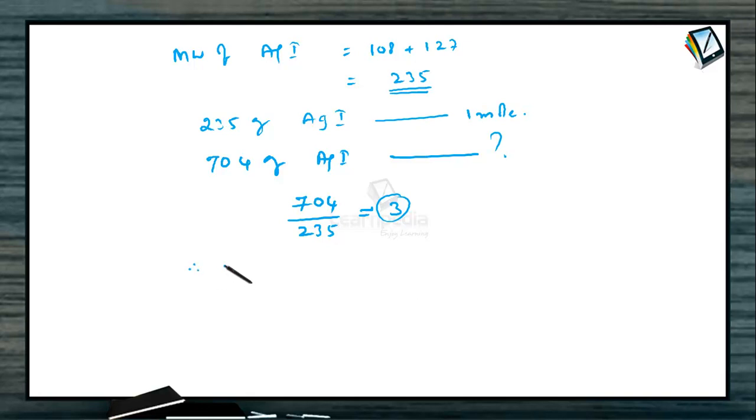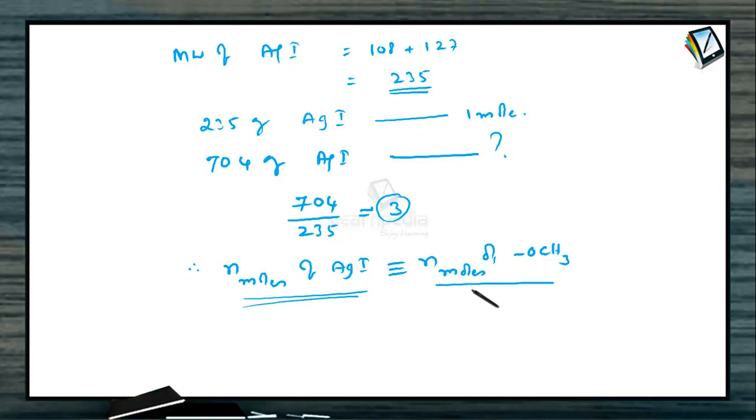Therefore, the number of moles of silver iodide formed is equal to the number of moles of methoxy groups, in other words, the number of moles of methoxy groups in an ether. So how many moles of silver iodide is formed? 3. Therefore, the number of moles of methoxy groups, or the number of methoxy groups in 1 mole of ether, is 3. So thus the answer is 3.